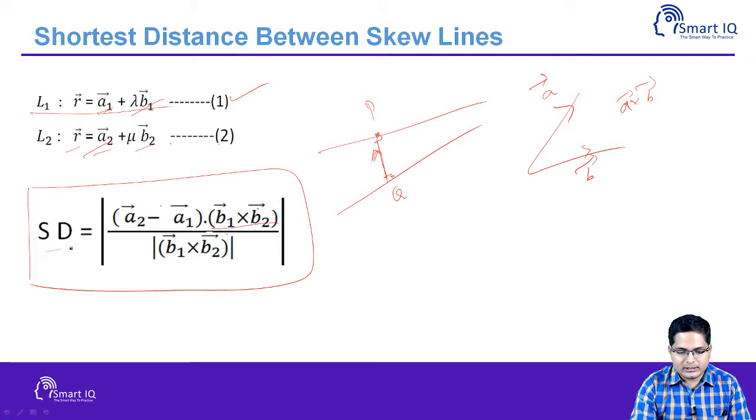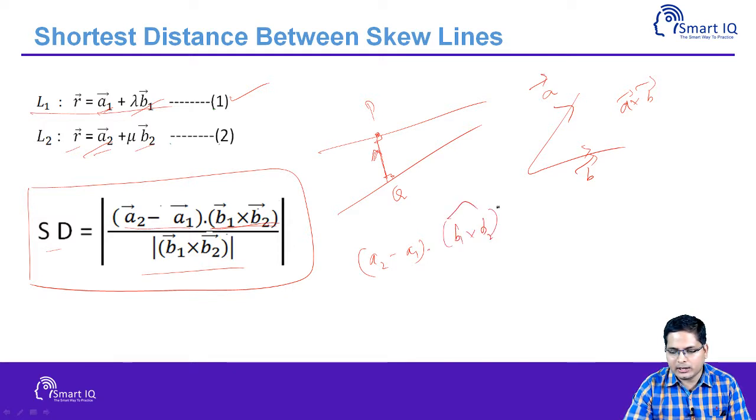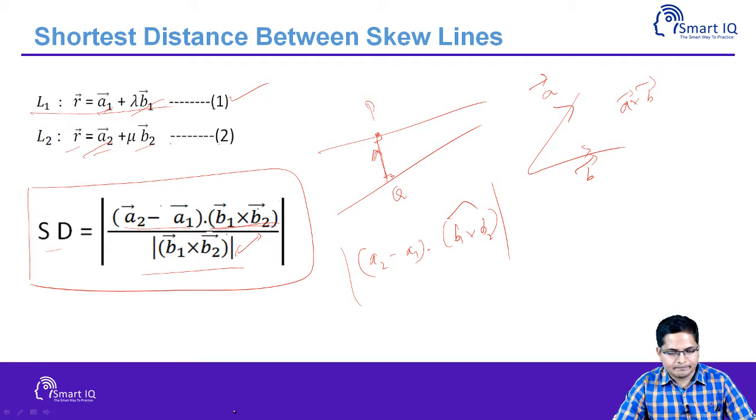So the shortest distance formula is this PQ vector dot the direction's cross product vector, that is B1 and B2, divided by modulus of B1 cross B2. So I can write it like this: A2 minus A1 dot B1 cross B2 cap, the unit vector, because this ratio is a unit vector. What is the reason for the modulus symbol? Because the dot product can be negative or positive, but shortest distance is always positive. So this is the formula, right?